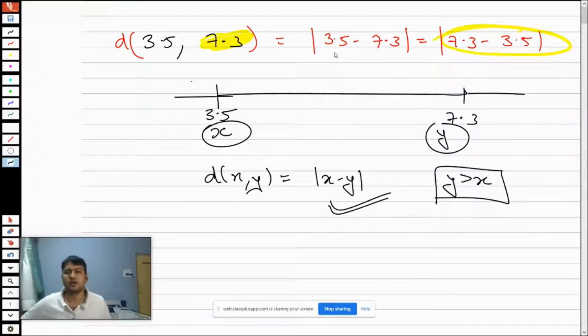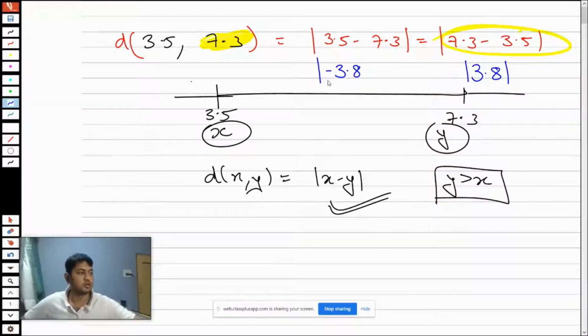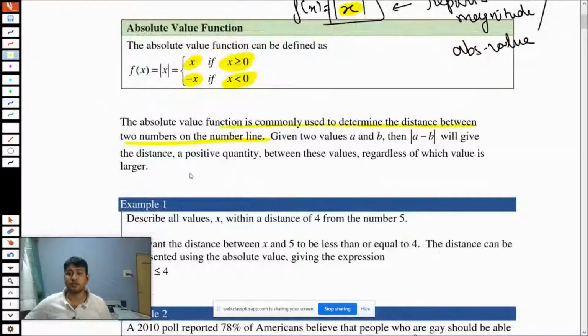Okay, so let's have a look at how it works. 7.3 minus 3.5 is going to be modulus of 3.8, right? And the other one is going to be modulus of minus 3.8, which is still going to be equal to 3.8. So both these values are equal to 3.8. Okay, so that's one way where modulus is used. It is used to find the distance between two points.